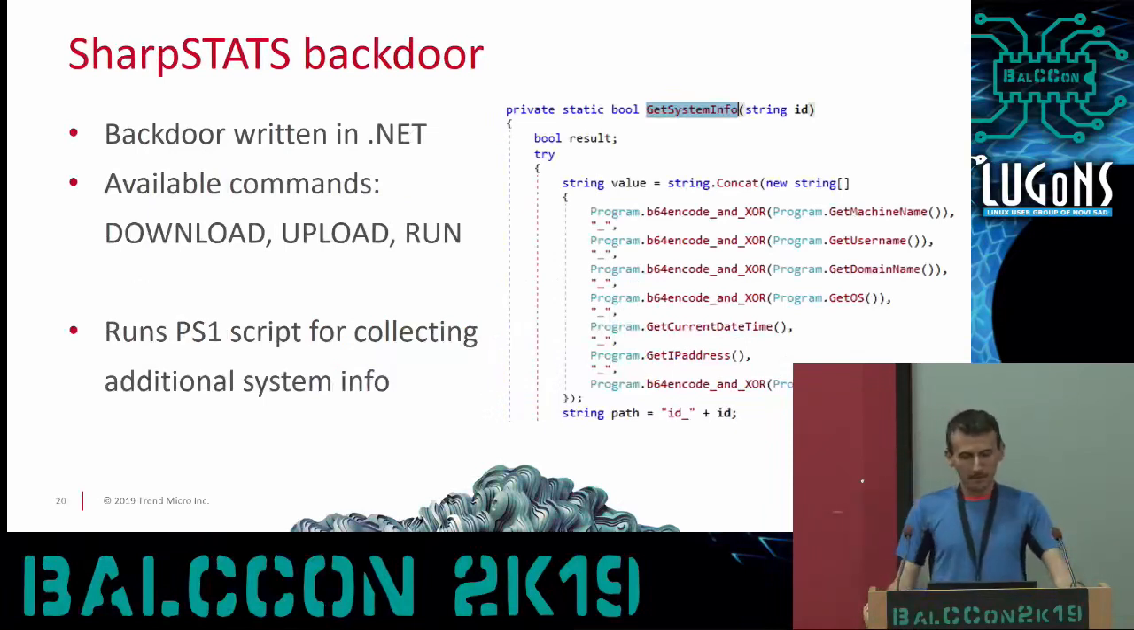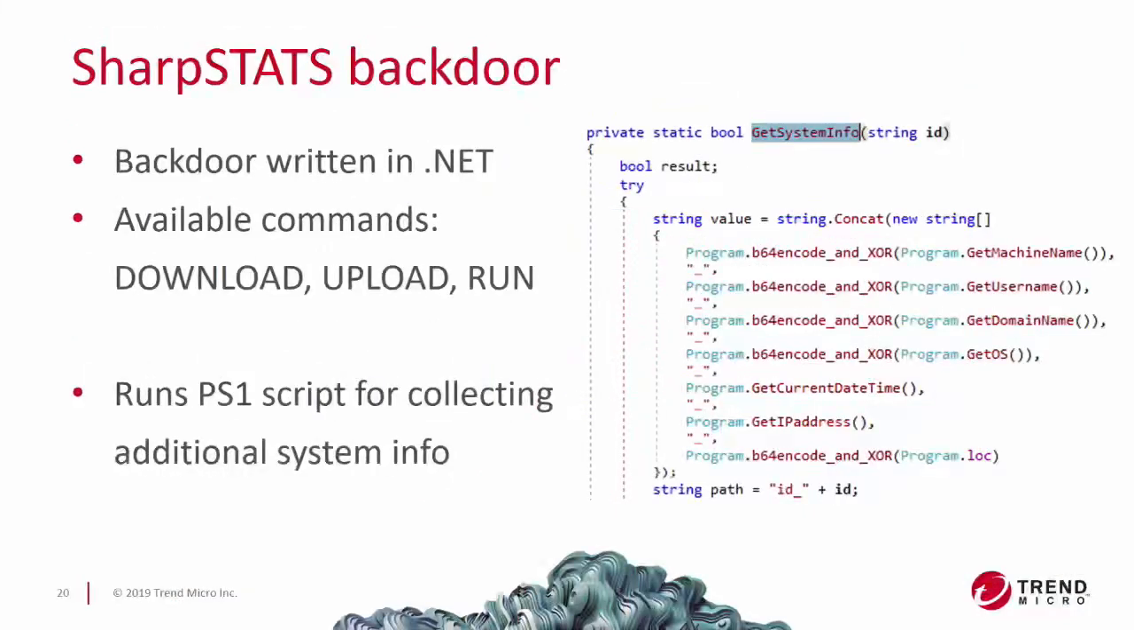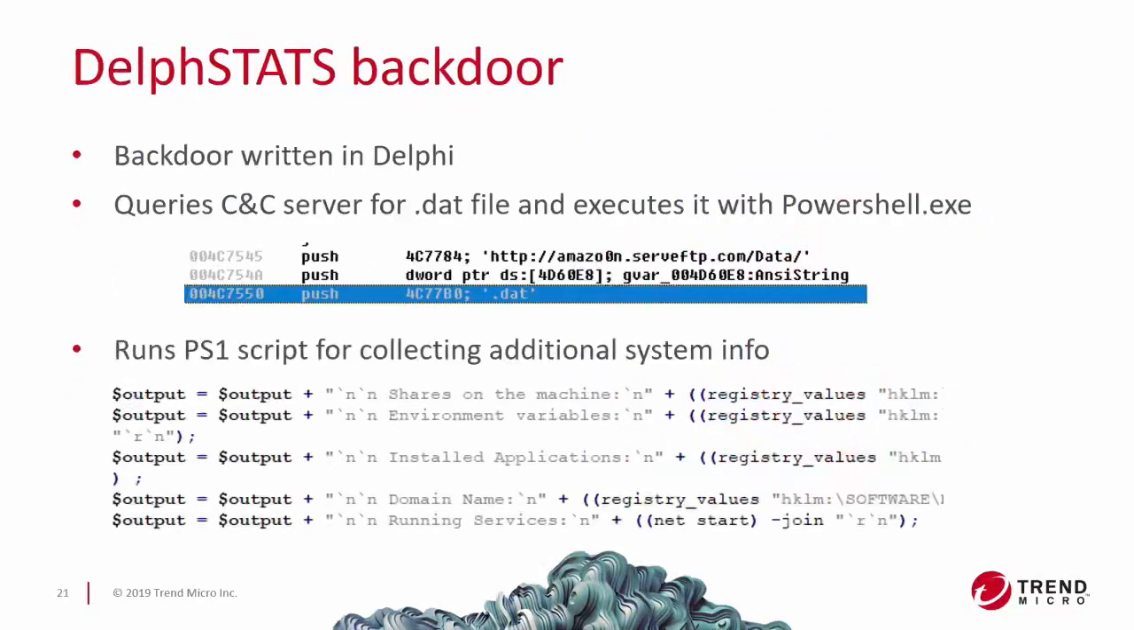Then we found another two backdoors. One was called SharpStats and another one, which will be on another slide, called DelfStats. These backdoors were quite simple. They implemented only the basic features for downloading, uploading, and running commands. They were written in different languages, either .NET or Delphi, and some of these routines were done by PowerShell. So a PowerShell script was dropped and executed, and the result was read by these backdoors and uploaded to the CNC servers.